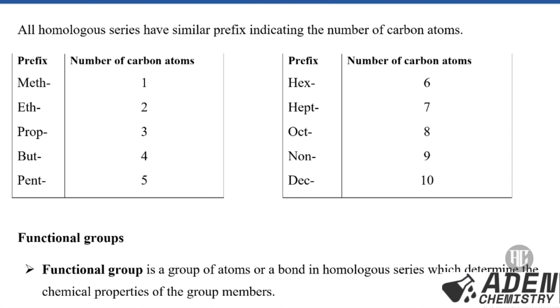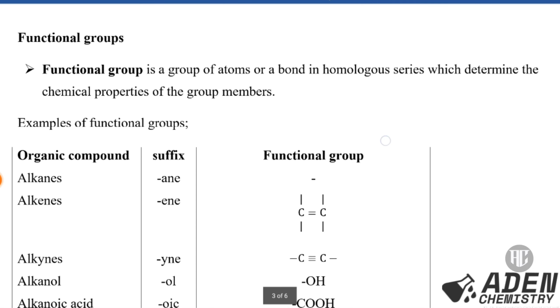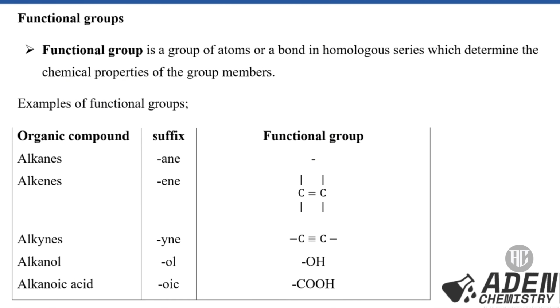Next, functional groups. First of all, we need to know what a functional group is. A functional group is a group of atoms or a bond in a homologous series which determines the chemical properties of the group members. For examples of functional groups, we look at organic compounds. Even hydrocarbons are organic compounds. So we have alkanes, alkenes, which we are going to learn in organic chemistry 1, and also alkanols and alkanoic acids.